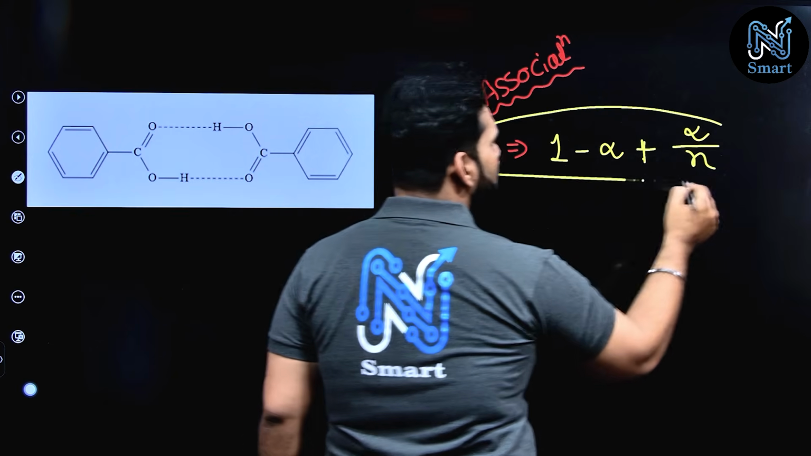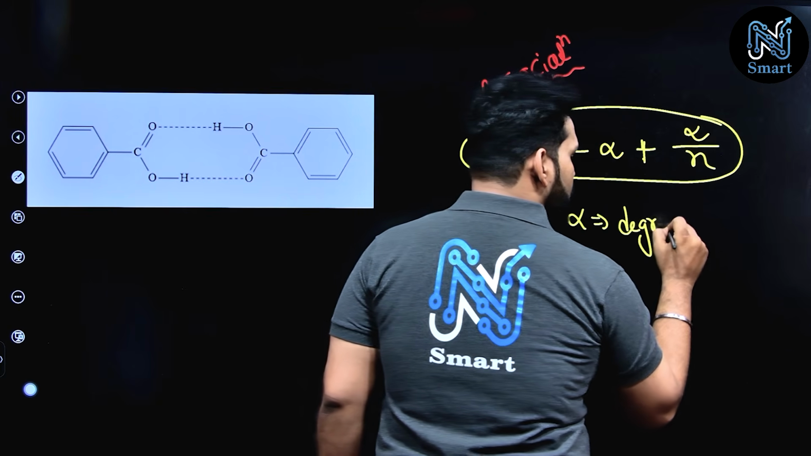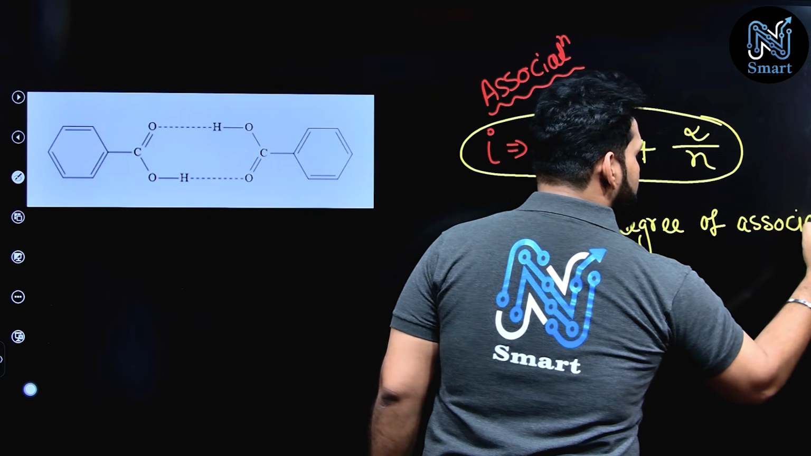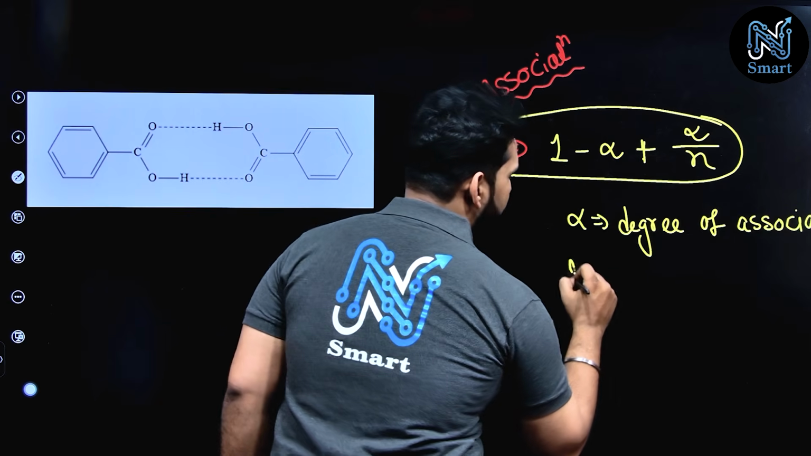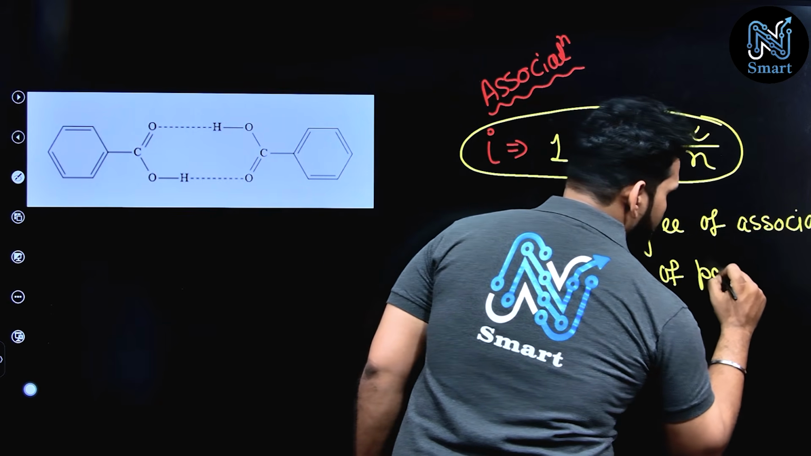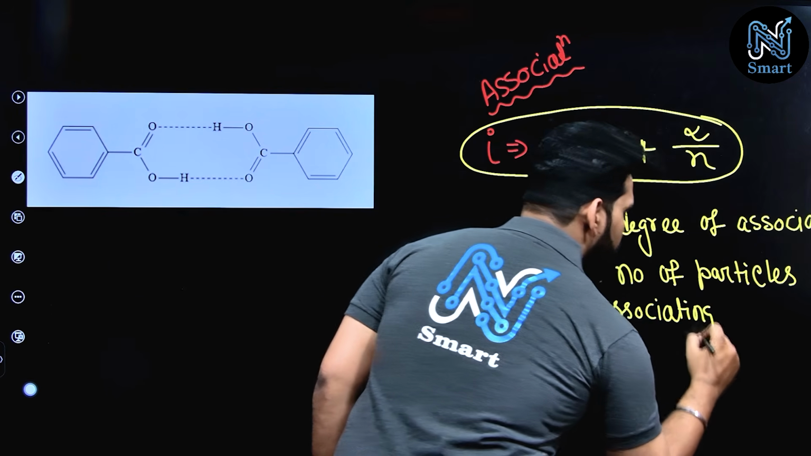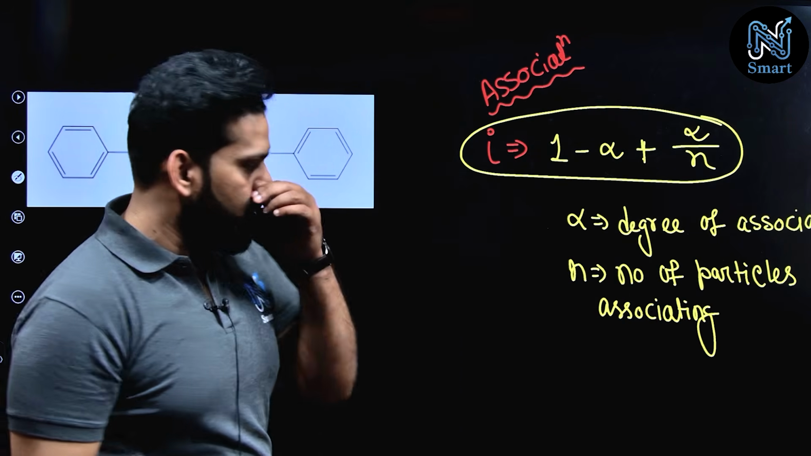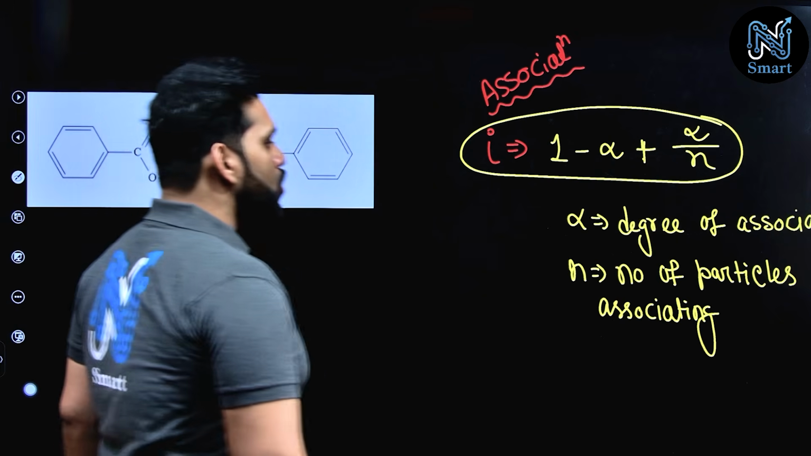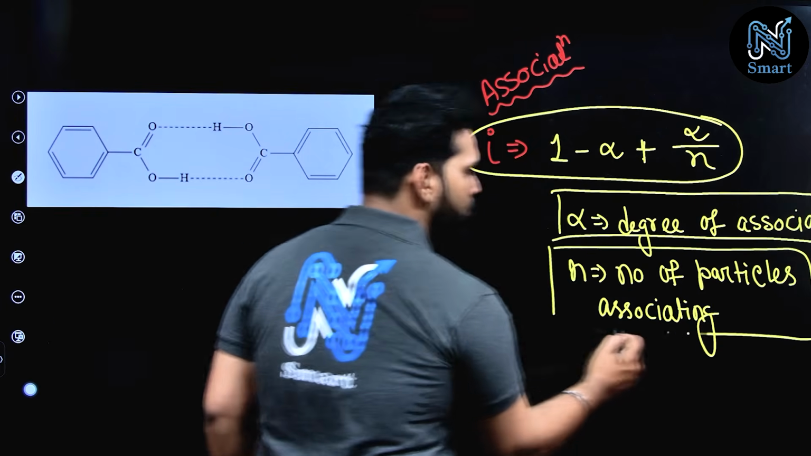This is the formula we follow, where alpha is your degree of association. Your degree of association is called alpha. What is n, guys? n is the number of particles associating. Degree of association and number of particles associating. Stay put, guys. This is our last question of this video. So alpha is the degree of association and n is the number of particles associating.